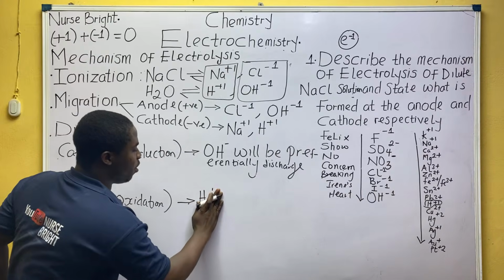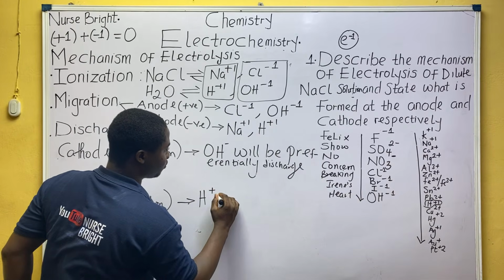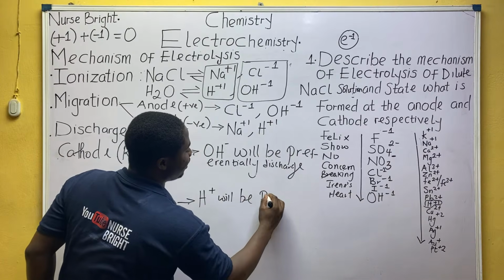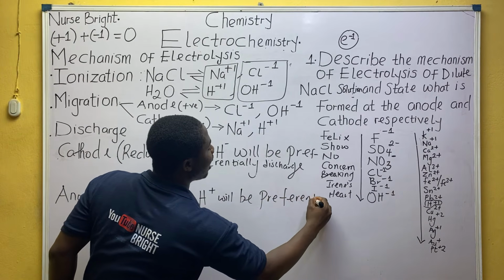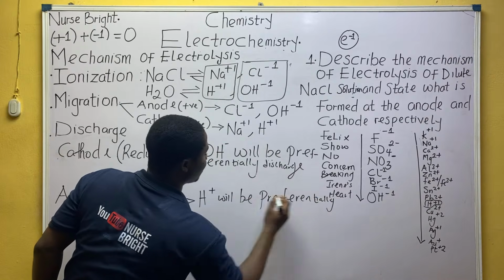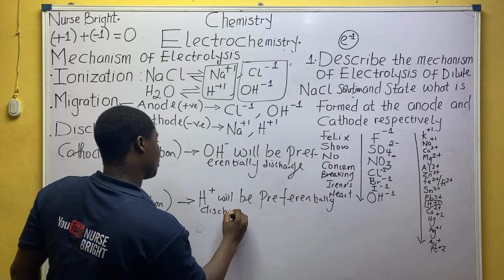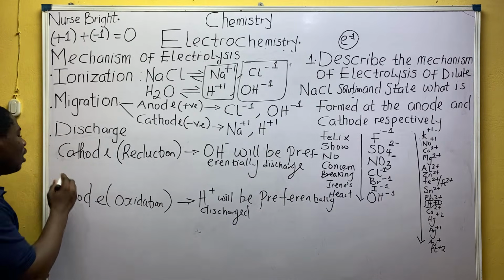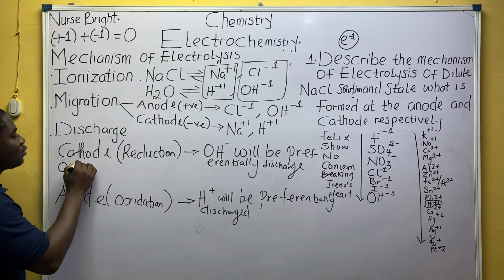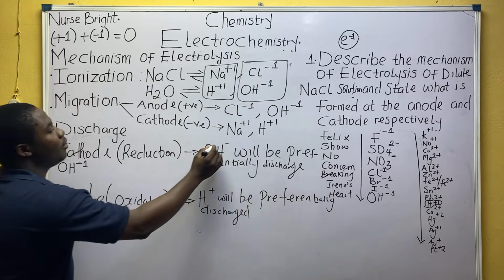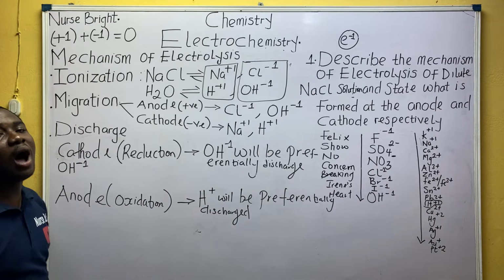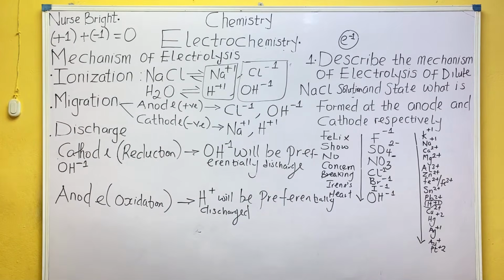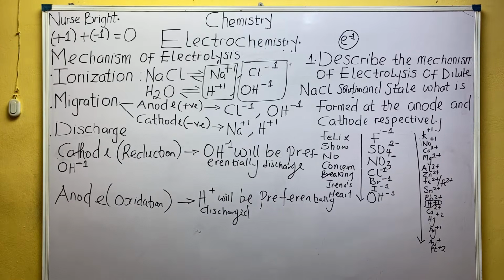So H plus will be preferentially discharged. Are you guys following me? So you can form your reaction properly. So what is the reaction? Since this is a reduction, and what occurs in the reduction, guys? It is gain of electron. So that guy will undergo gain of electron. If we undergo gain of electron, is it gain or loss? Tell me.